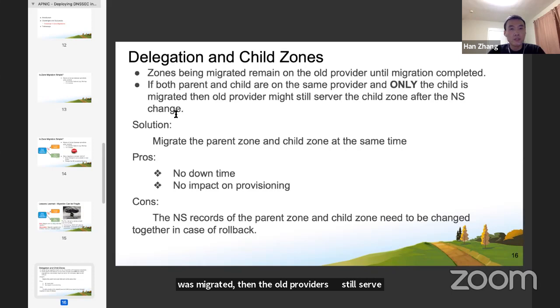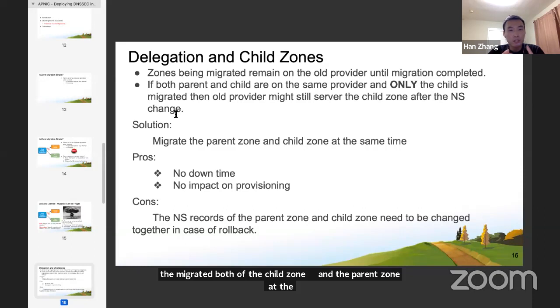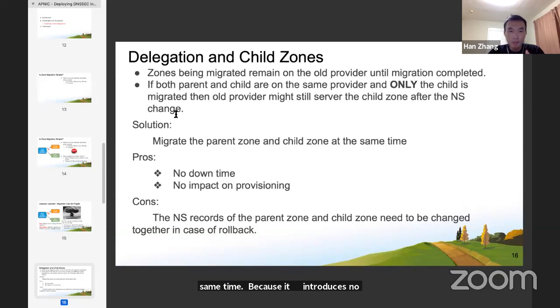I think the reason is if both the child zone and the parent zone are in a database on the name servers, the name server will just ignore the delegation and answer the queries for the child zone. Our solution is we migrated both the child zone and the parent zone at the same time, because it introduces no downtime, which is very critical to us.